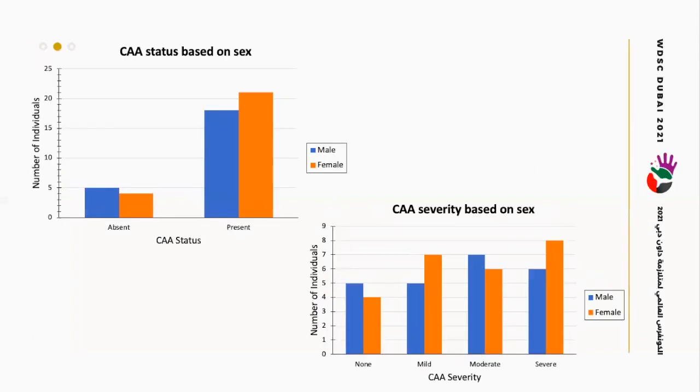But as you can see by these graphs, it was actually fairly even. There was no real conclusion to draw because males and females seemed to have about the same percentage of those with CAA and those without. And the same was true for severity.